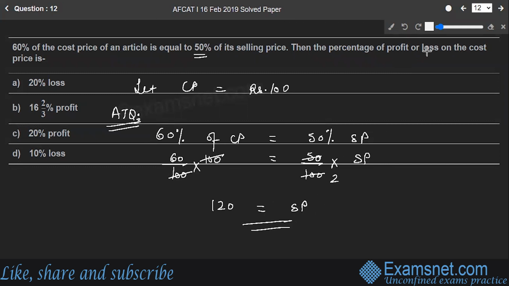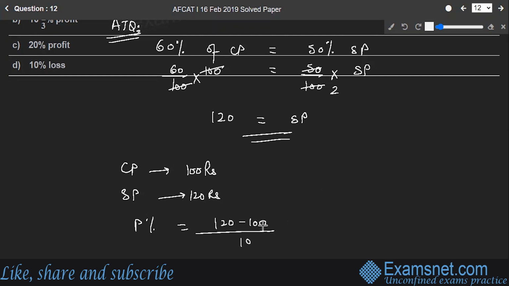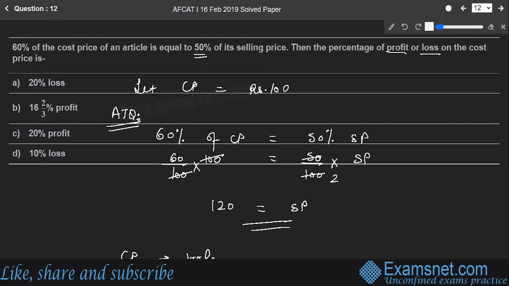What we had to find out? The percentage of profit or loss on the cost price. We have the cost price as 100, selling price 120. Profit percent will be 120 minus 100 upon 100 into 100, which is equal to 20%. So this is the correct answer, 20% profit, option C. Hope you're clear with this.